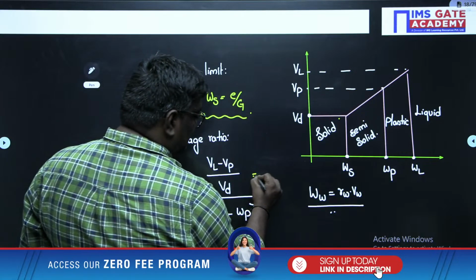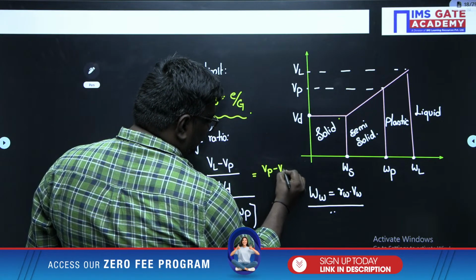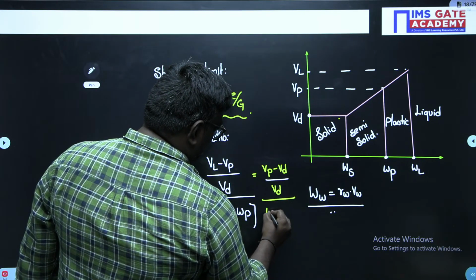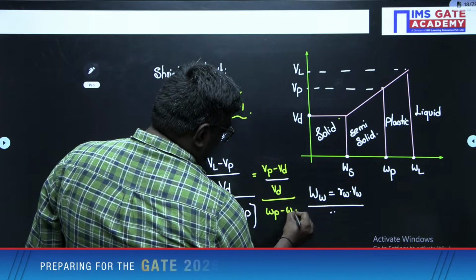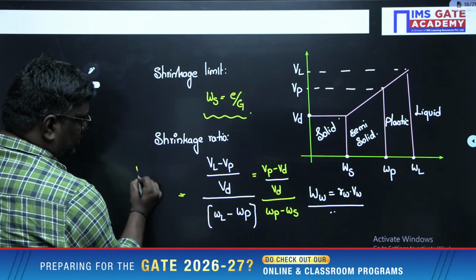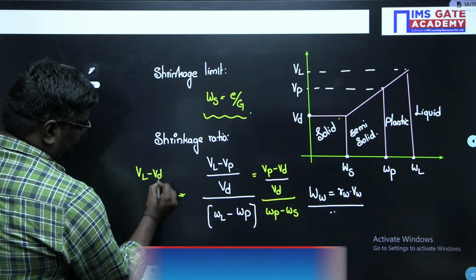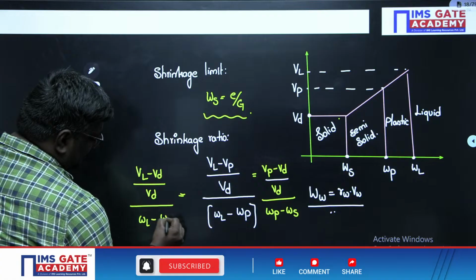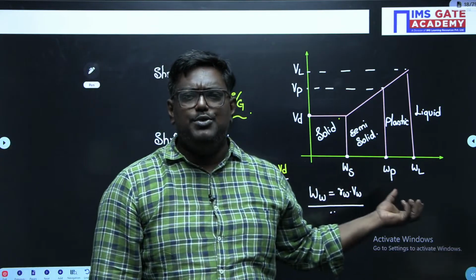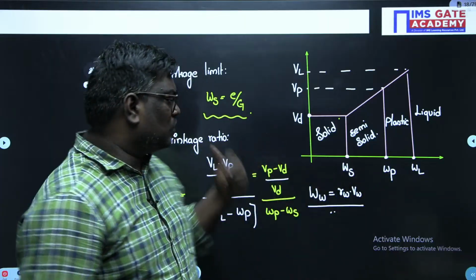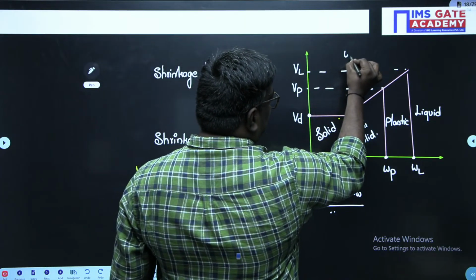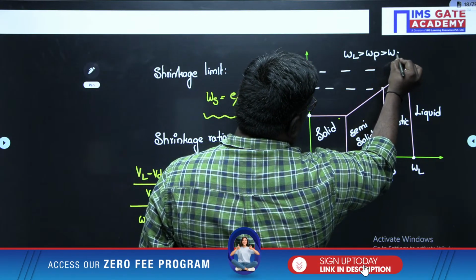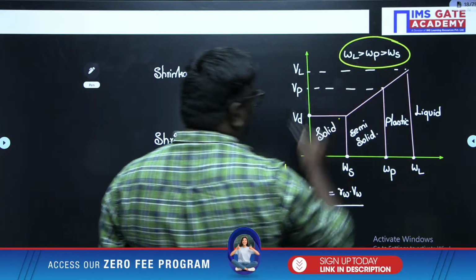It can also be written as Vp minus Vd upon Vd, into Wp minus Ws. Here there can be Vl minus Vd upon Vd upon Wl minus Ws. They can give you different values and ask you what is the state of the soil. And remember, my dear students, liquid limit is always greater than plastic limit, which is greater than shrinkage limit. Please keep this in mind.